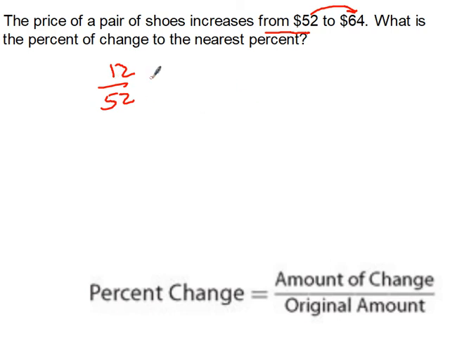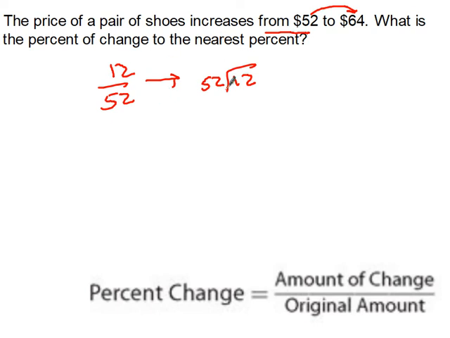So now I actually have to do the division and do 12 divided by 52. Now, when you do the division, this one's going to go on for a very long time. So what we're going to do is just stop after 3 numbers after our decimal point.